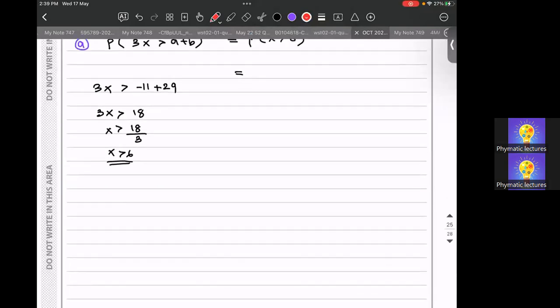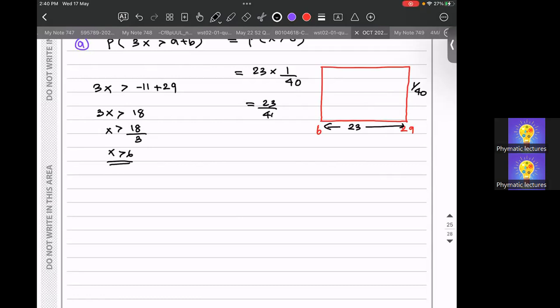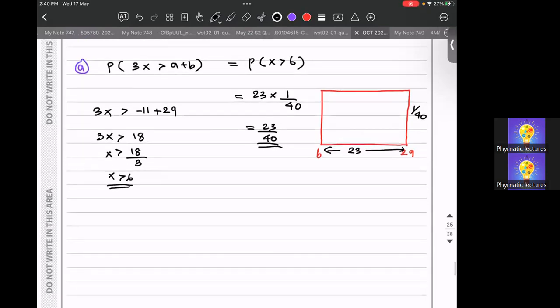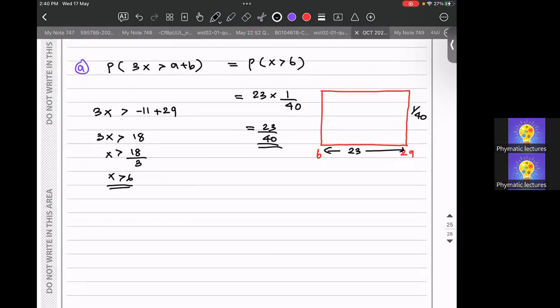So this is our figure, and this is 6 and this is 29. The difference between them is 29 minus 6, that is 23, and we know the height is 1 by 40. So the area is, sorry, the width is 23, so 23 into 1 by 40. The answer for this question is 23 by 40. Hope you got it. So that is the idea about question number 7-1. Then 7-2.